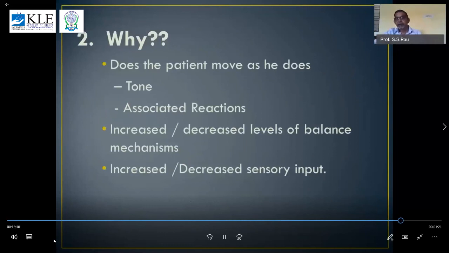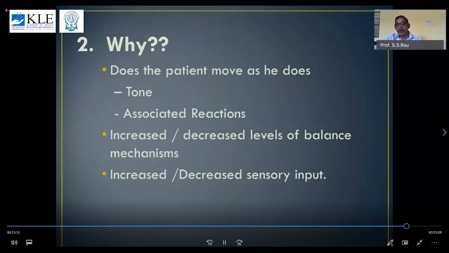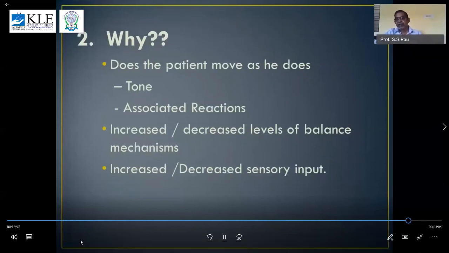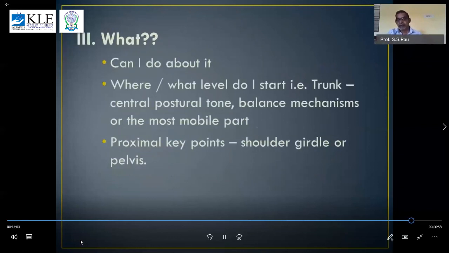Then we have to find out, why is the patient demonstrating those? Is it because he's got excessive tone, or is it because he's got associated reactions, or increased or decreased levels of balance mechanisms, or increased or decreased sensory input? It could be either of these factors that is making the patient function in the manner which he or she is demonstrating. Because unless we know why, we cannot answer what.